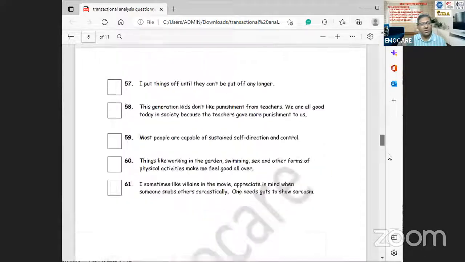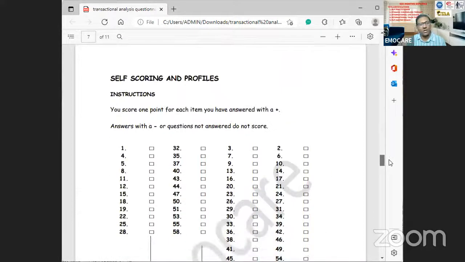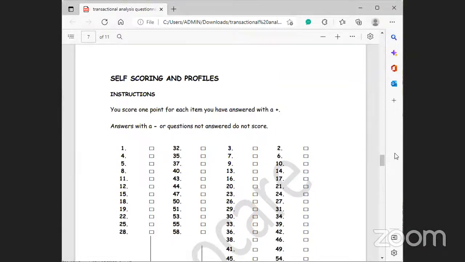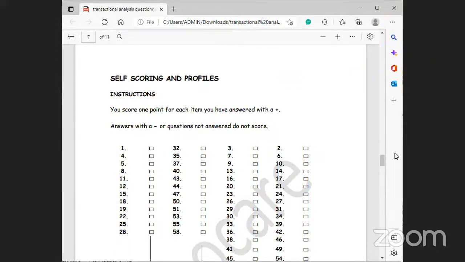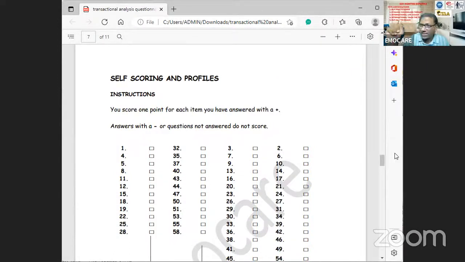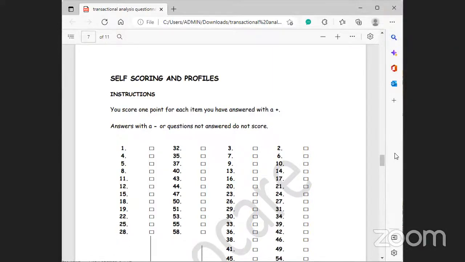Come to the last one, self scoring. See, you score 1 point for each item you have answered with a plus. If you have given a plus, give 1. If your answer is minus, then leave it. Now it is not scoring as such. 1 means it is not one mark.